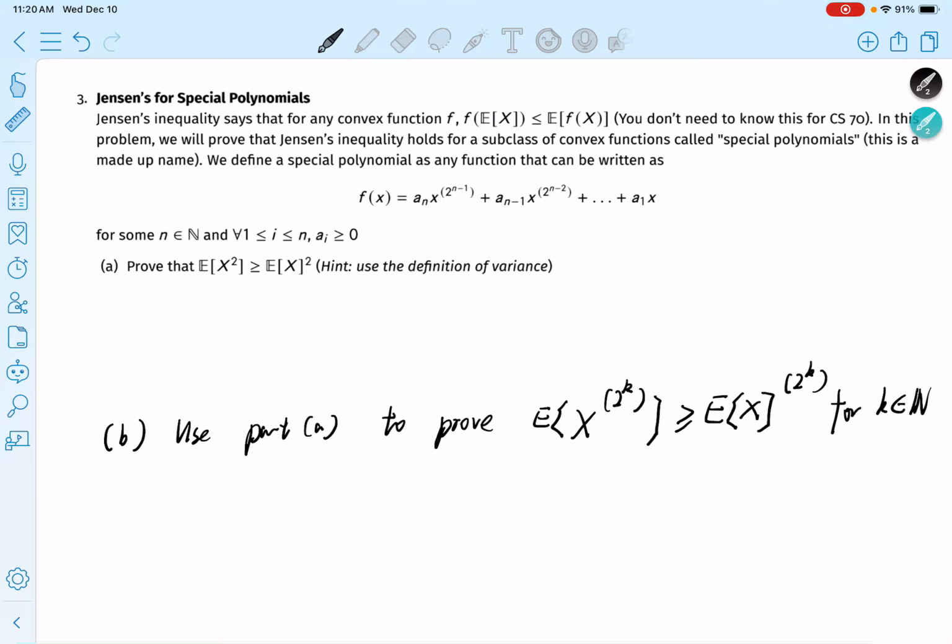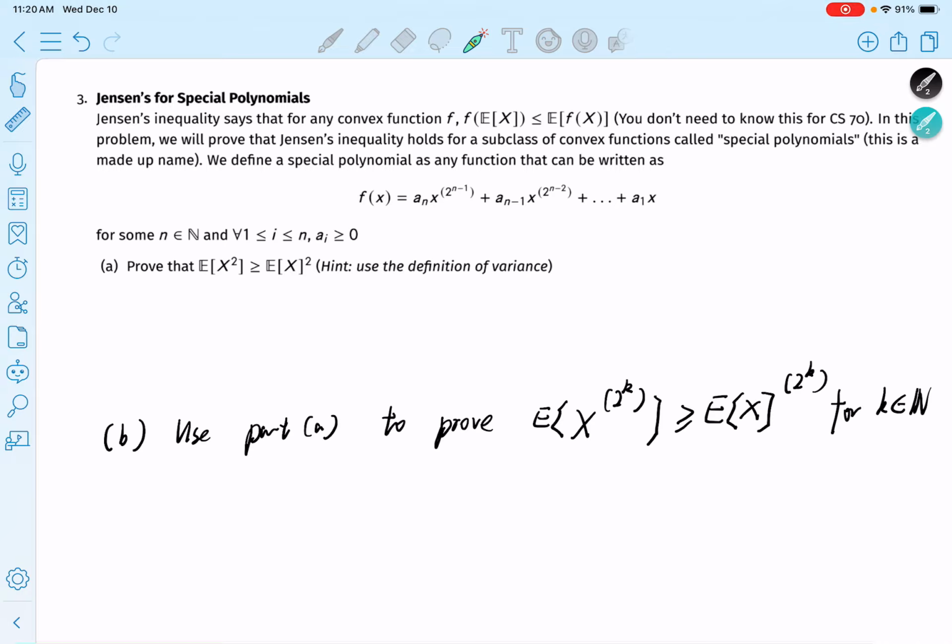We define special polynomials as the functions that can be written as this. So this is just like a specific polynomial. This question is actually step by step. By each part, we will prove an argument that is necessary to prove the whole argument, and then we will prove the Jensen's inequality for special polynomials. Let's start with part A.